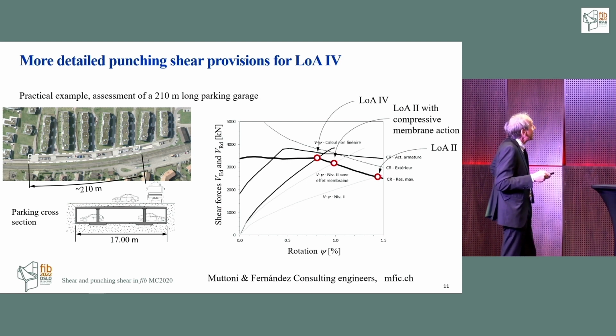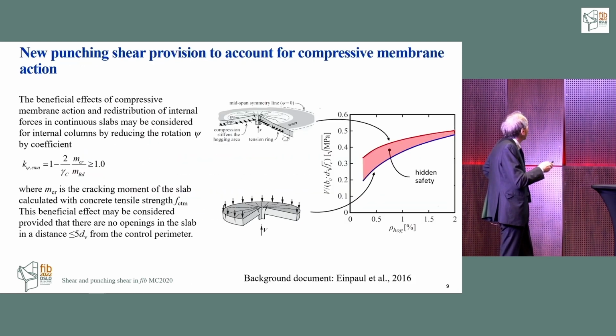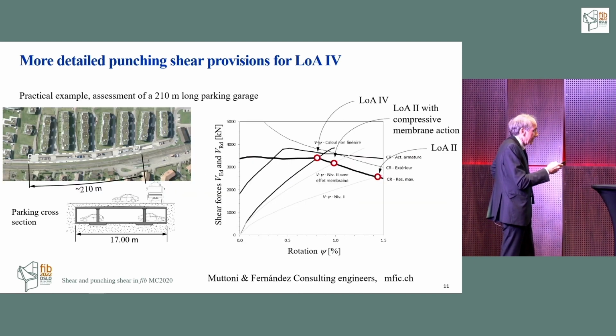This is the level of approximation 2. This is the punching shear force as a function of the rotation. This is the failure criterion. This would be the punching shear resistance. If we account for the compressive membrane action with this very simple formula here, then we get this relationship. This very simple relationship here. This is very simple to calculate. We get already this improvement, enhancement of the punching shear resistance.